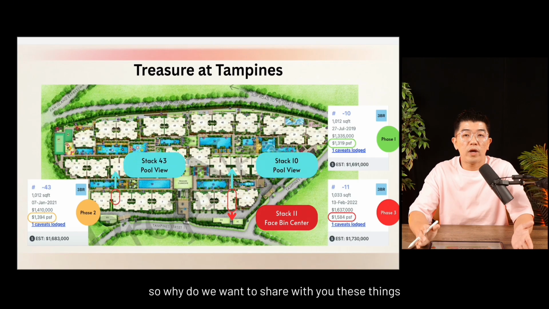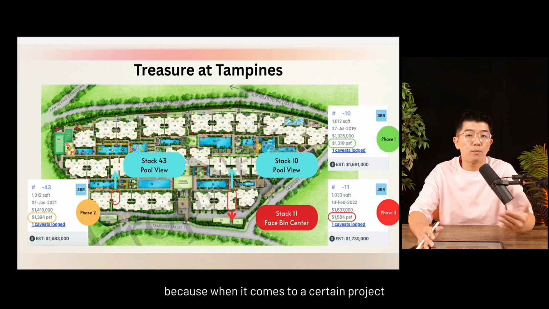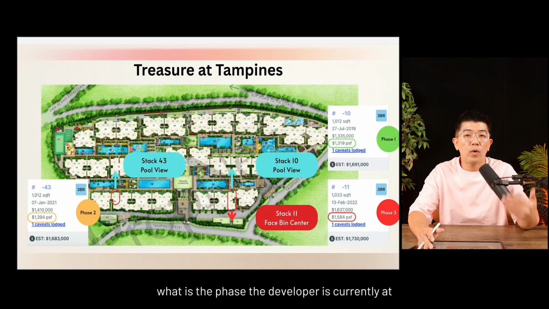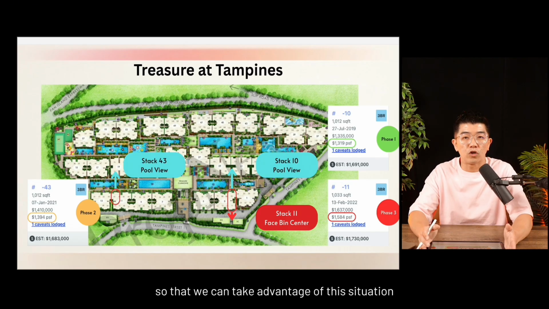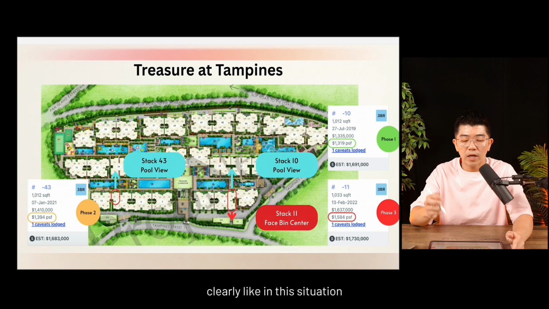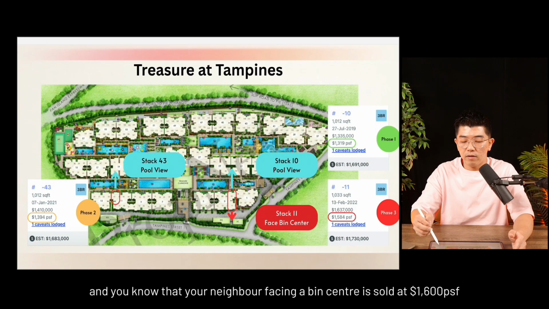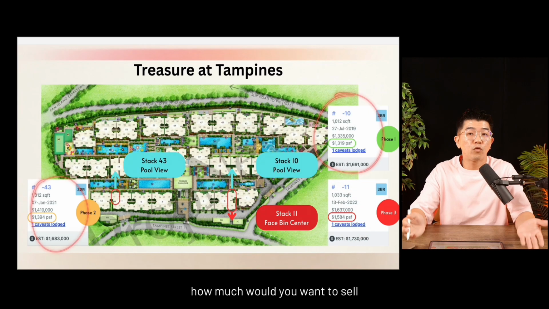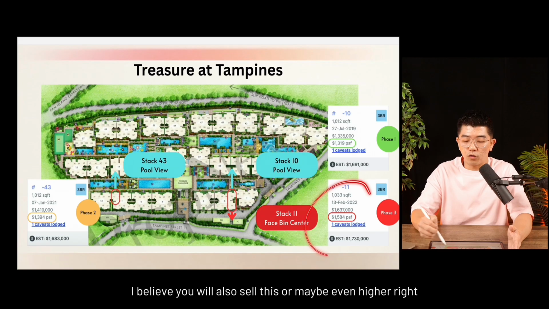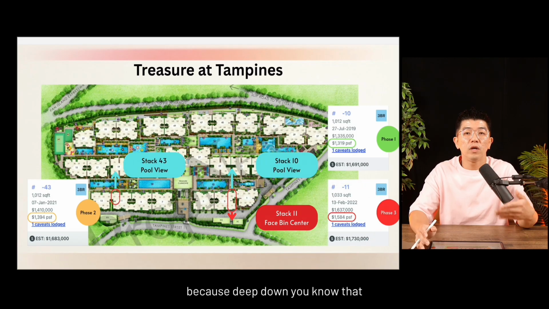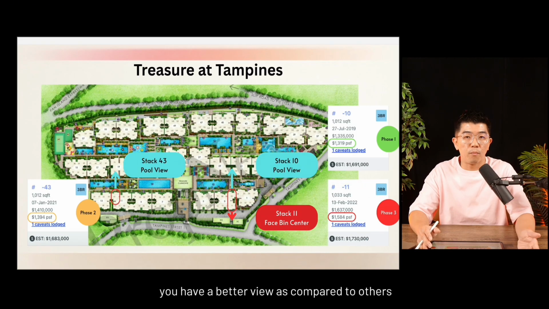So why do we want to share with you these things? Because when it comes to a certain project, we have to understand very clearly what is the phase the developer is currently at so that we can take advantage of this situation and also profit from this situation. Clearly, like in this situation, today, if you are at a pool view at 1,003, 1,004 PSF, and you know that your neighbor facing a bin center is sold at 1,006 PSF, today, if you are the owner here, how much would you want to sell? I believe you will also sell this or maybe even higher, right? Because deep down you know that you have a better view as compared to others.